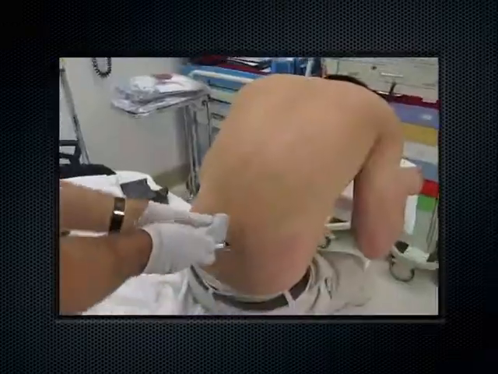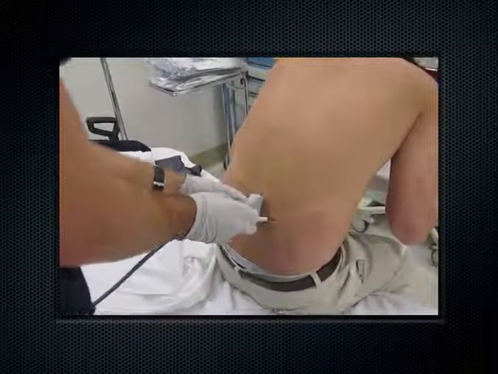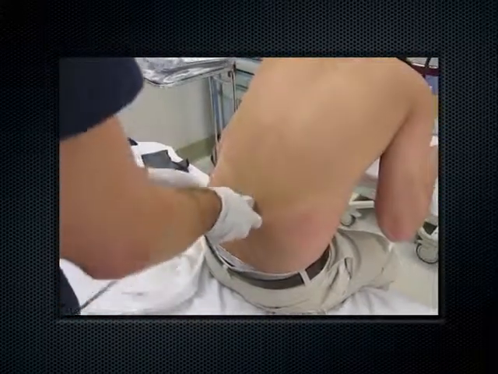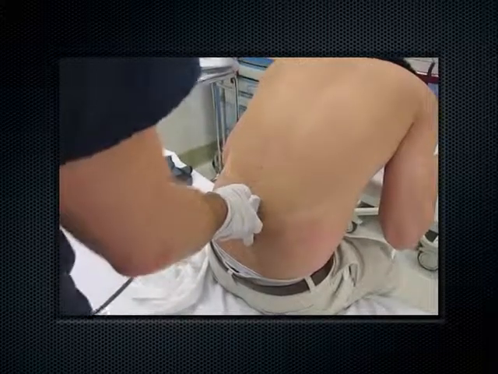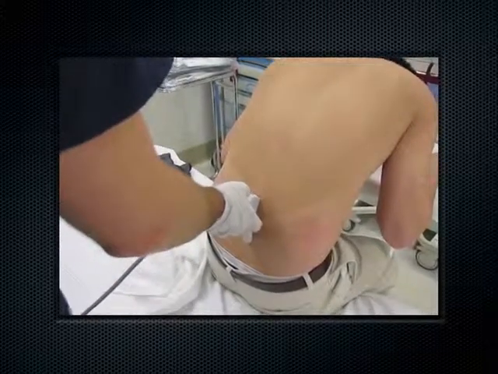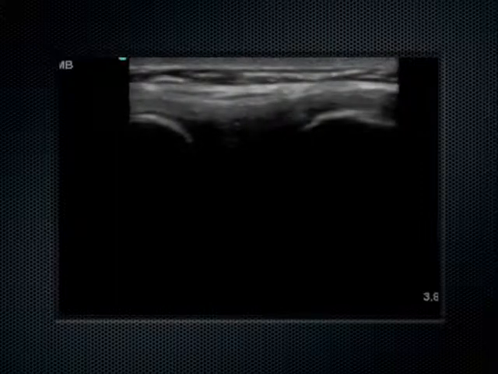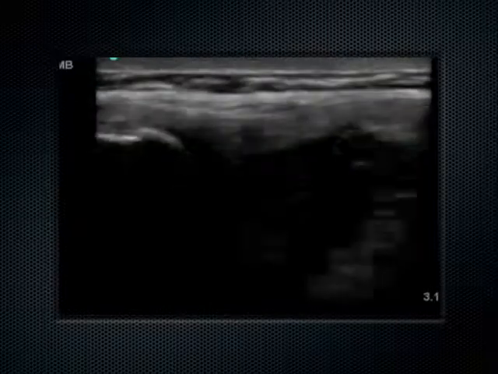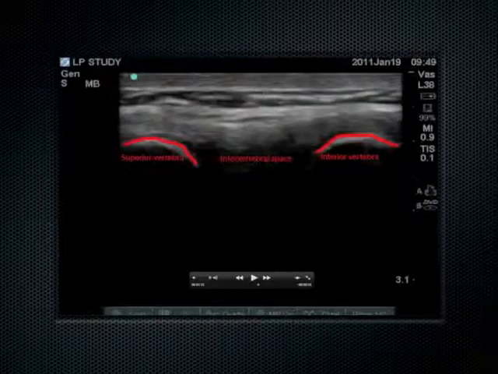Now, place the ultrasound probe in the sagittal plane along midline, which is the marks that you just made. Identify the dorsal spinous processes of the superior and inferior vertebra. Now center the intervertebral space in the middle of the ultrasound screen.